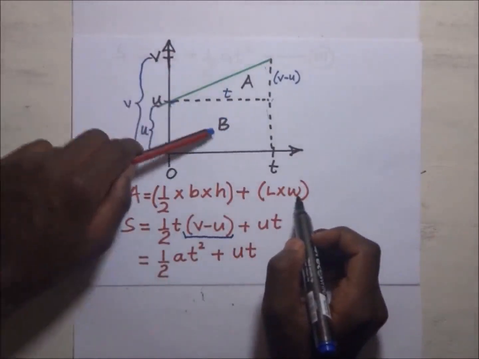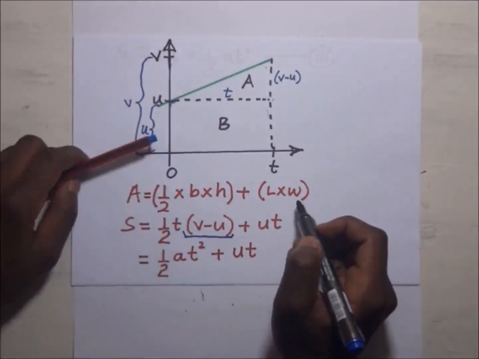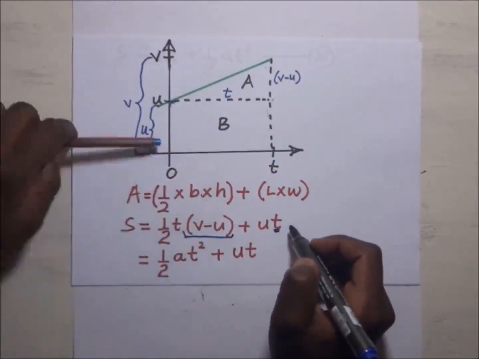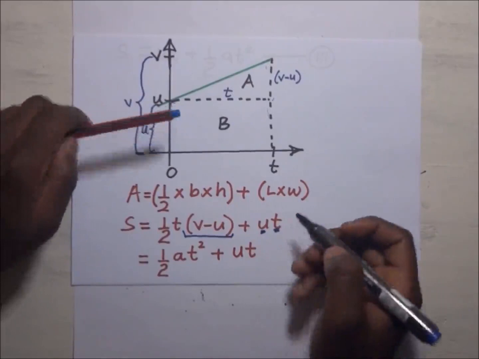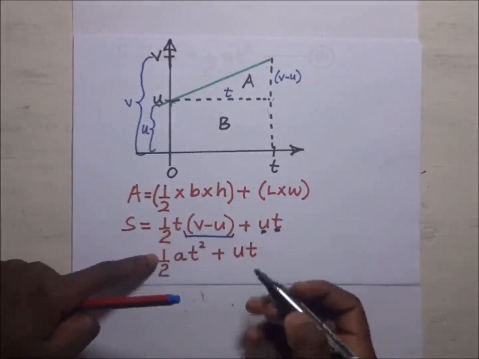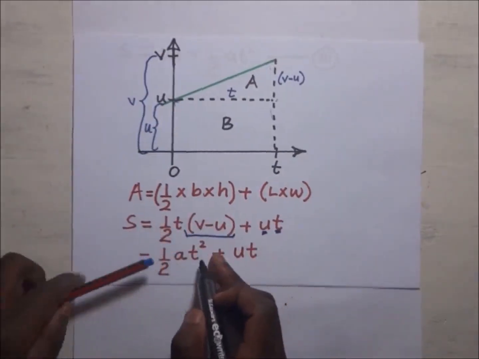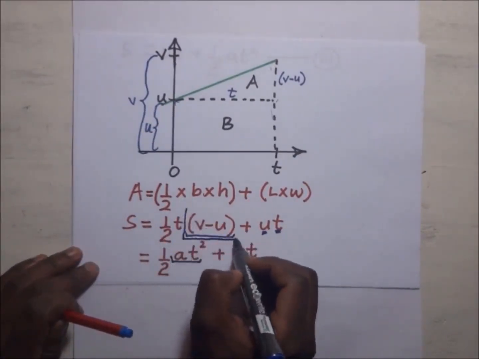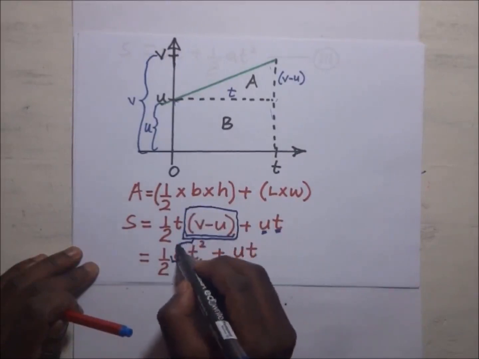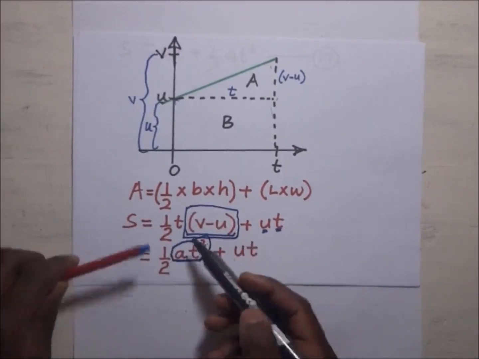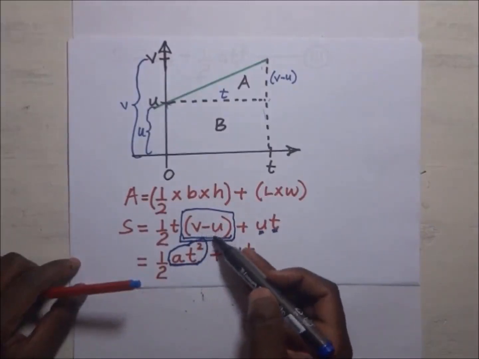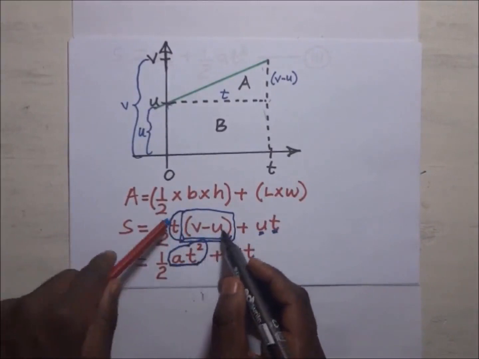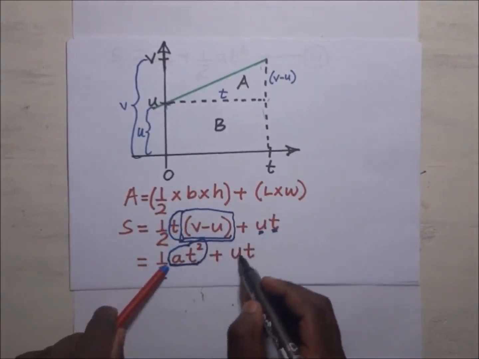Plus, now length times width. This is a rectangle. Our length is t, and our width is u. So that's how we come up with that step. So from here, it's going to become a half times v minus u, which is actually this whole thing. This whole thing becomes a t squared plus ut.